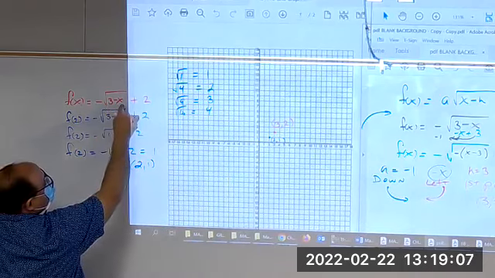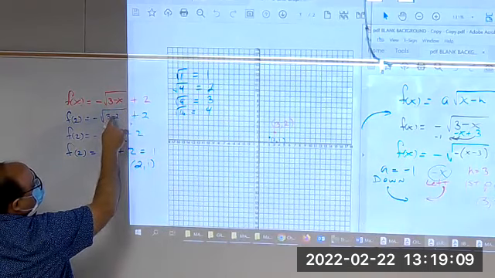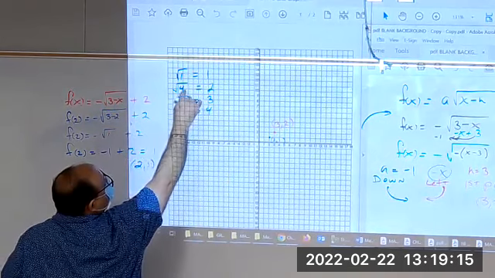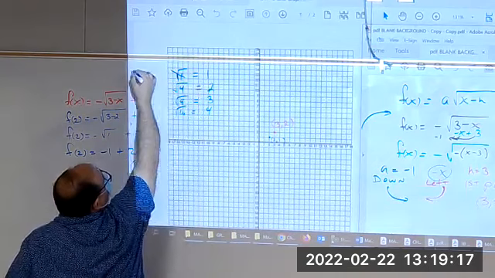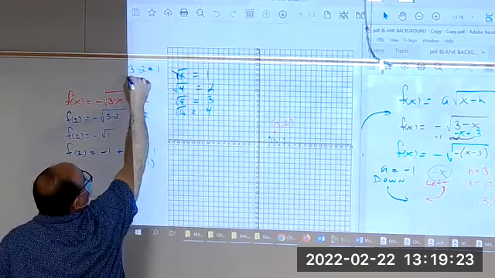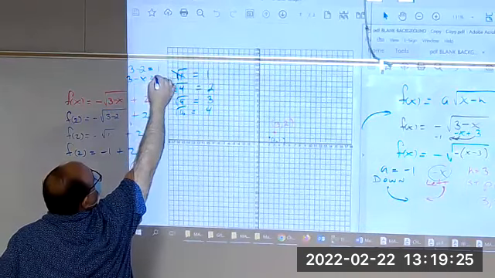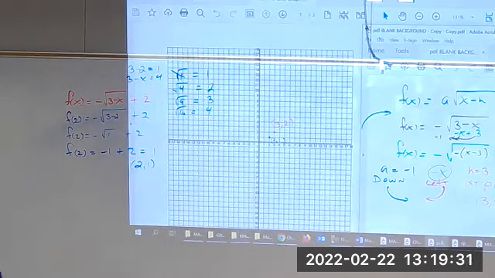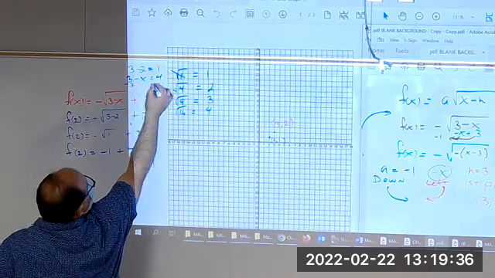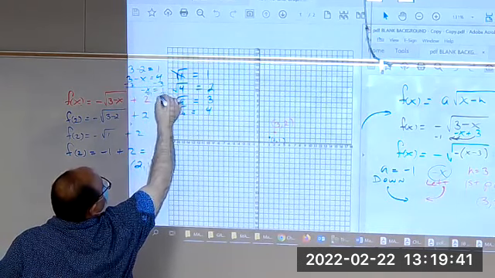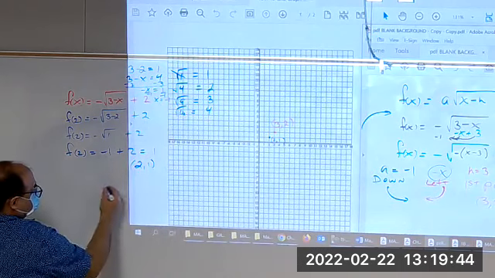Remember, 3 minus x. When I plugged in 2, 3 minus 2 gave me the 1. Now I want to get 4, because I took care of the 1. Now I want that 3 minus x to equal a 4 on the inside. So what does x need to be? Subtract 3. Negative x is equal to 1 divided by -1, and x would have to be a -1.